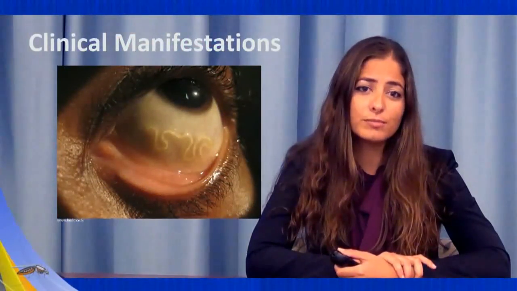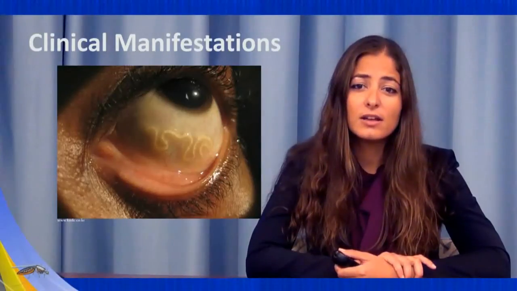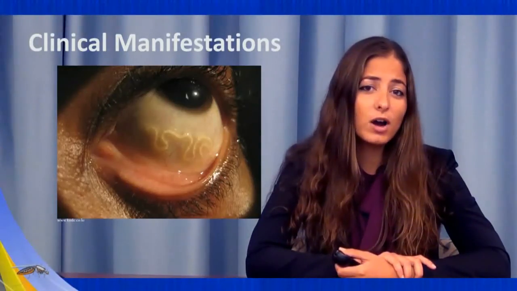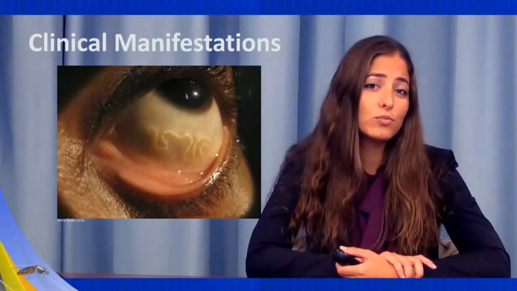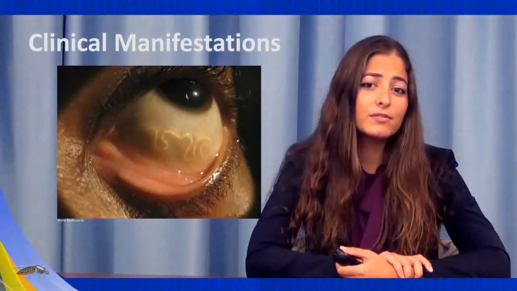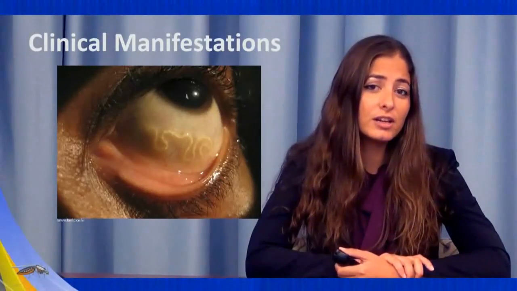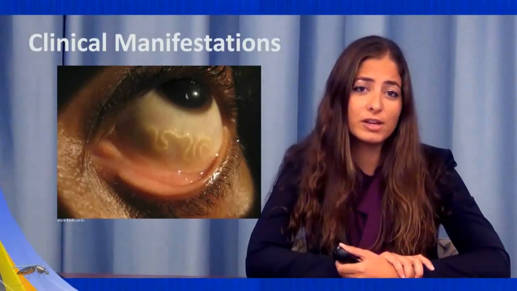Subconjunctival migration of adult worms can be directly visualized. During the 10 to 20 minutes required for the mature parasite to traverse the eye, at a rate of up to 1 centimeter per minute, the afflicted experience irritation, pain, edema, and lacrimation.